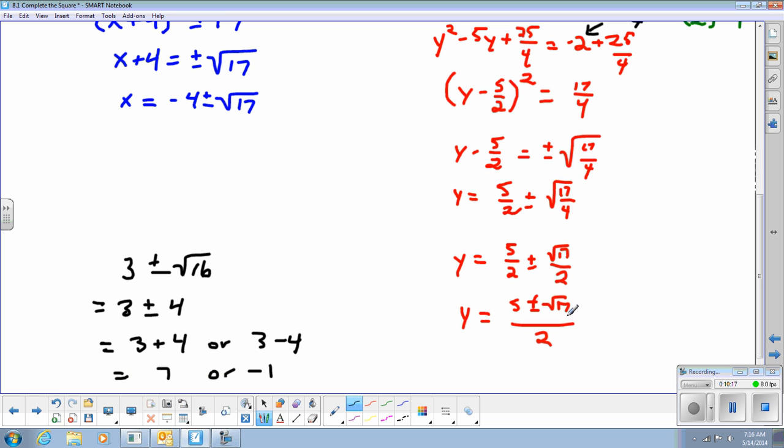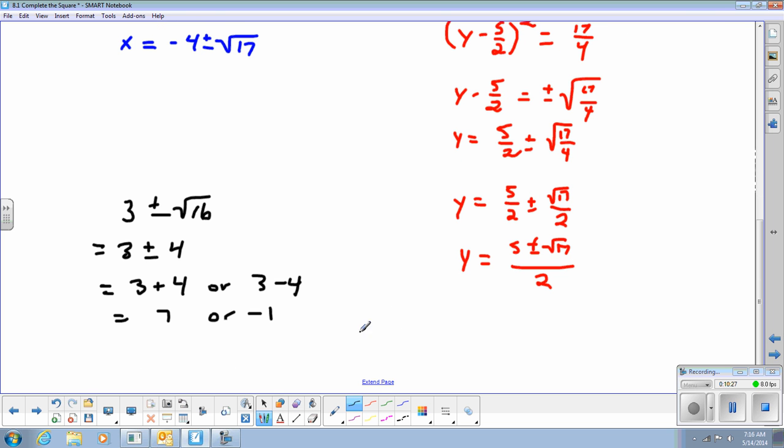So sometimes you'll get an answer that has an irrational number in it. You can just leave it like this. If you get one with a perfect square in it, simplify it as far as you can, get it down to the actual numbers.